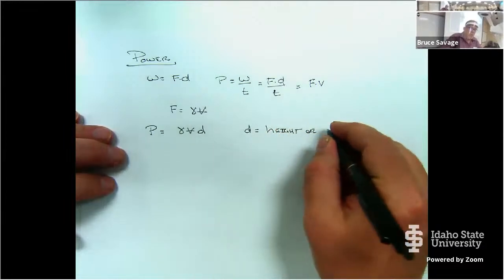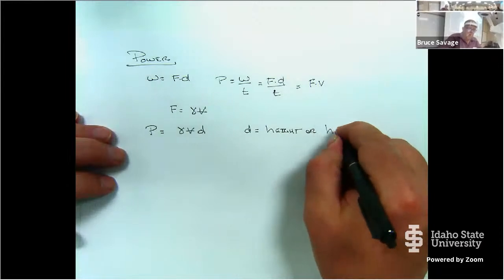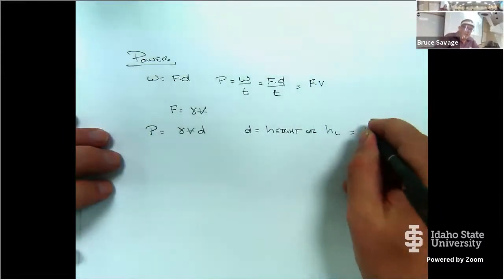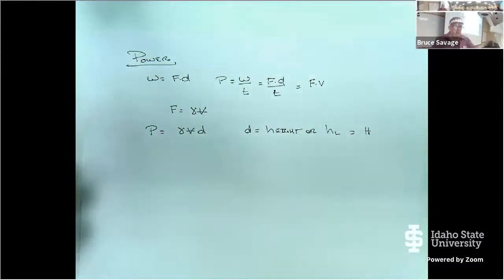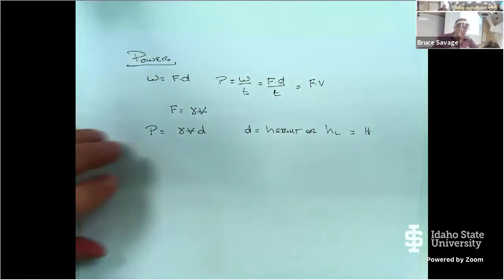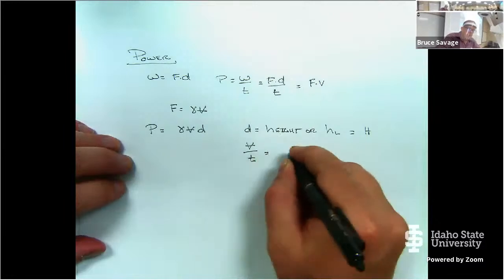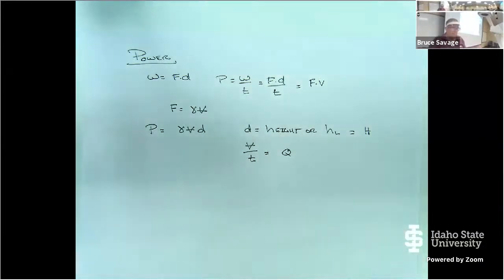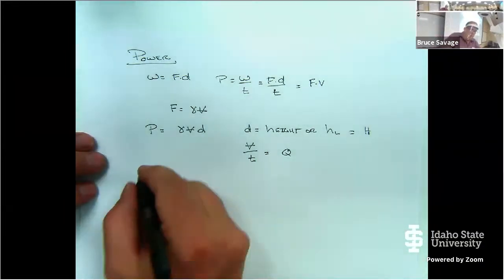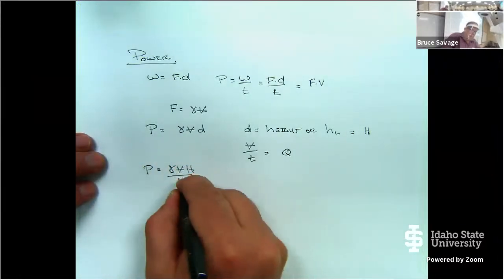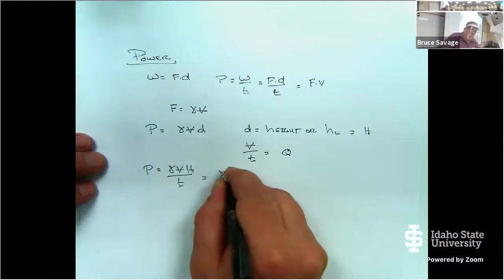Height, or it could also be the head loss. Both of those are distances that we're going to move this fluid. We're going to let that equal this big H. And we also know that the volume divided by time is equal to the flow rate Q. So power is equal to gamma times volume times H divided by time, which is going to be gamma Q H.